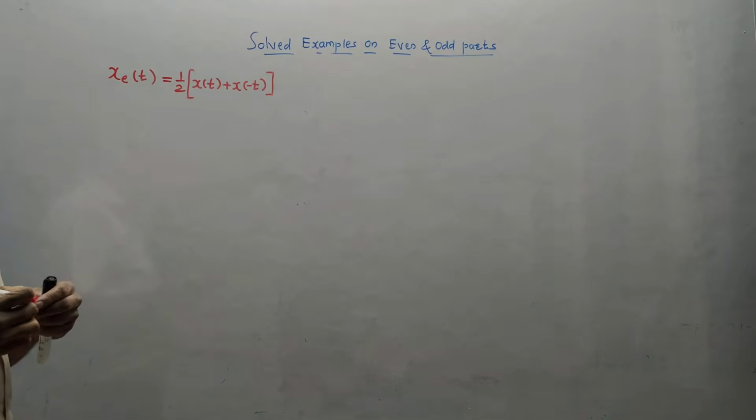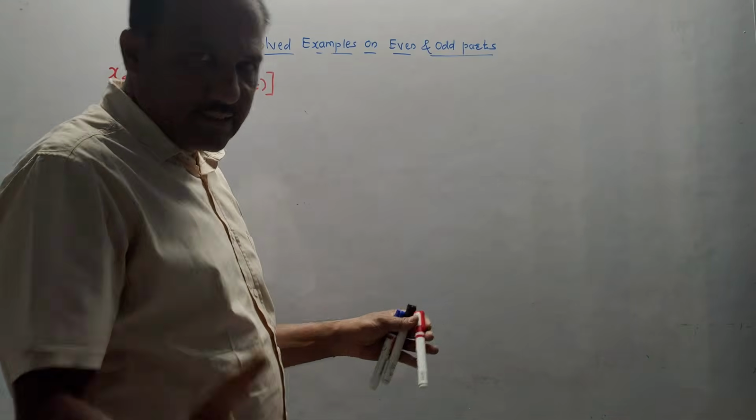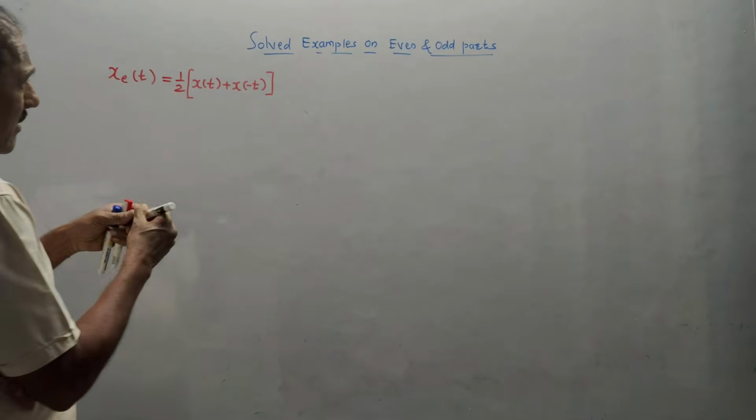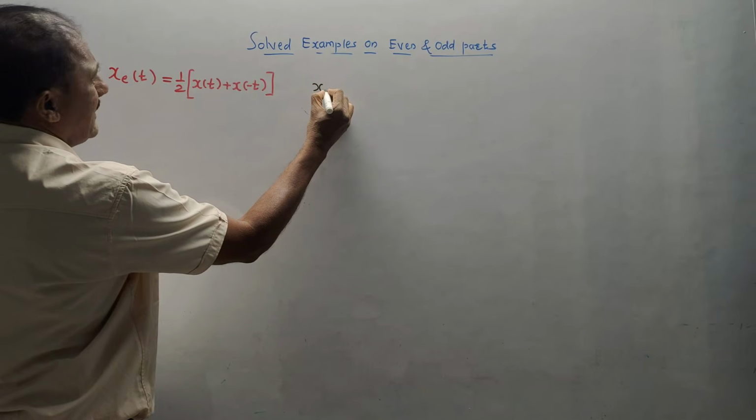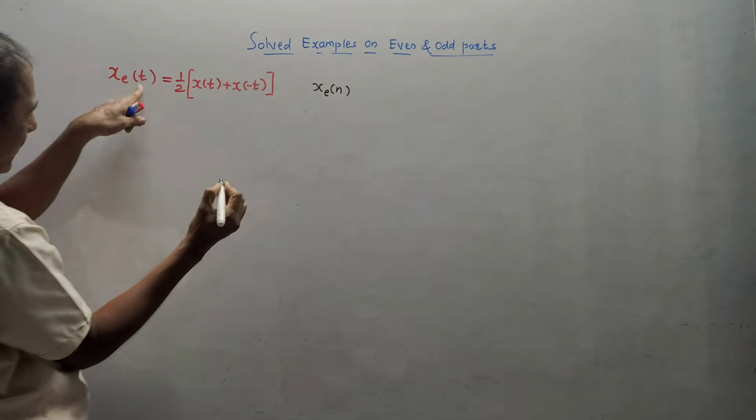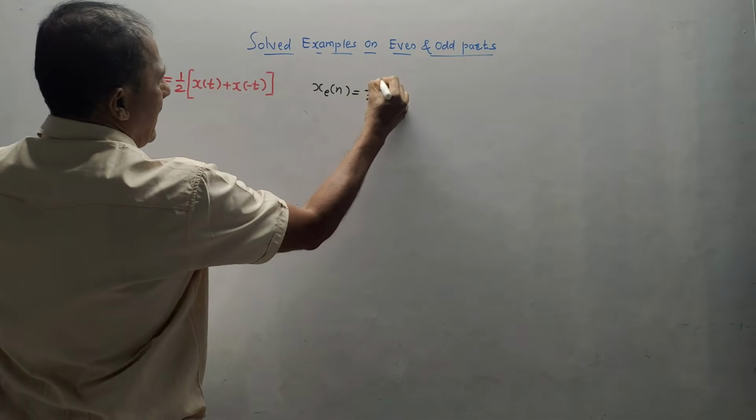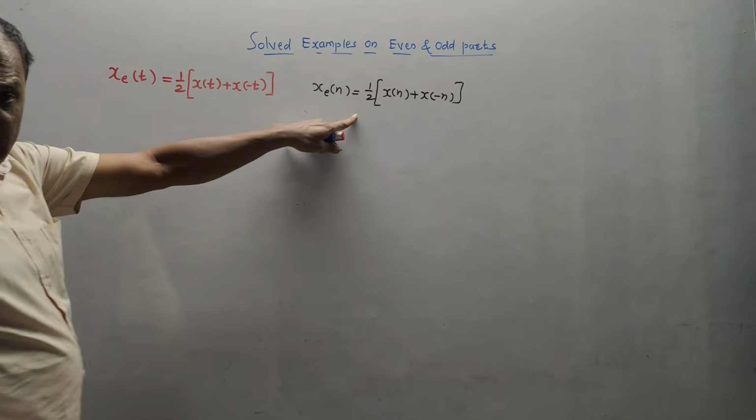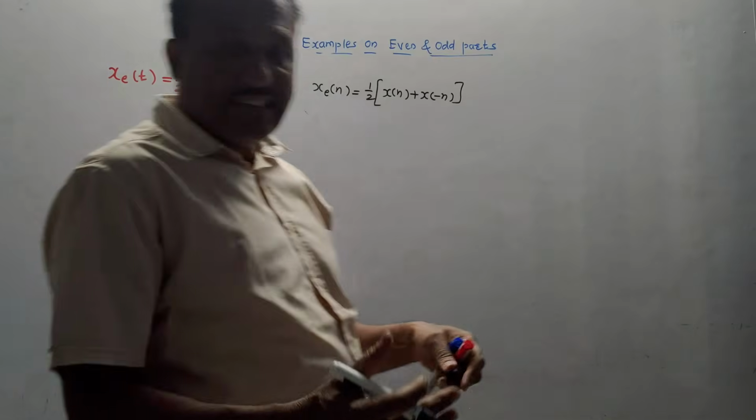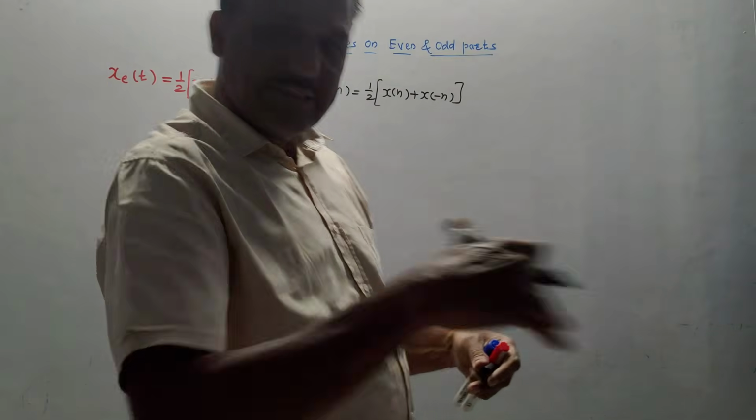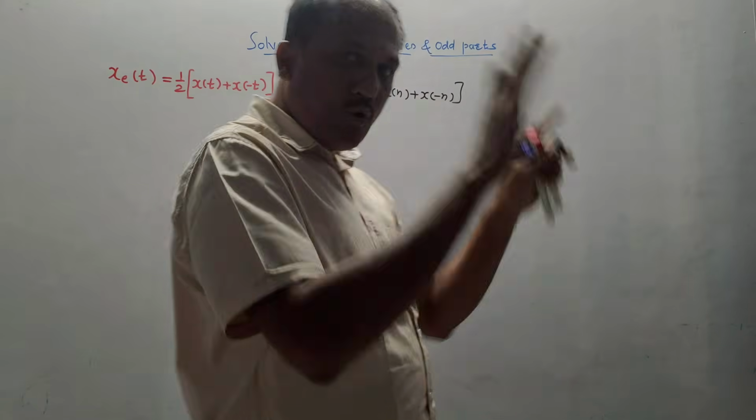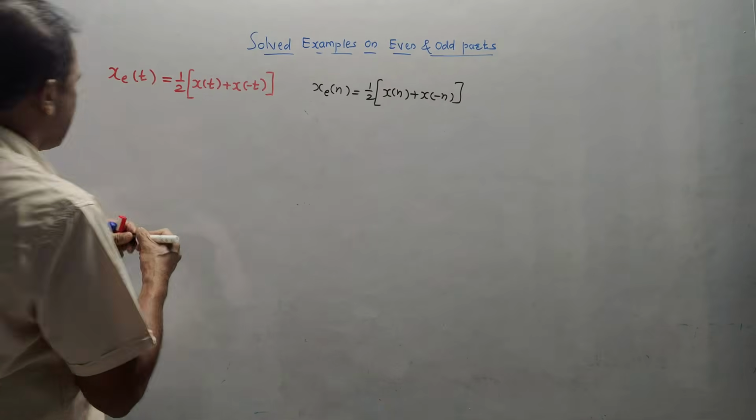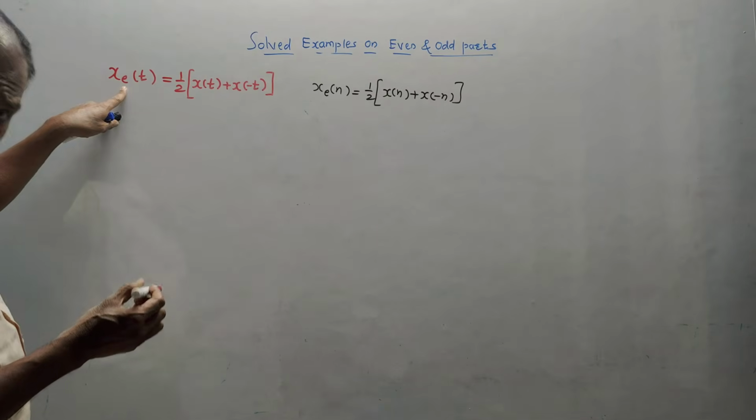Now make the thing simple. If you want to write the formula for discrete signal, don't memorize it separately. Simply replace t by n. So if I want to write the formula for discrete signal, it becomes xe of n, I have replaced t by n, is equals to 1/2 [x of n plus x of minus n]. This is the formula for discrete signal. Whatever we are learning for CT, that is continuous signal, same analogy is applicable for discrete signal, only notations are changed. Simply replace t by n, you will get the formula related to discrete signal. So this is the formula to calculate even part of signal.